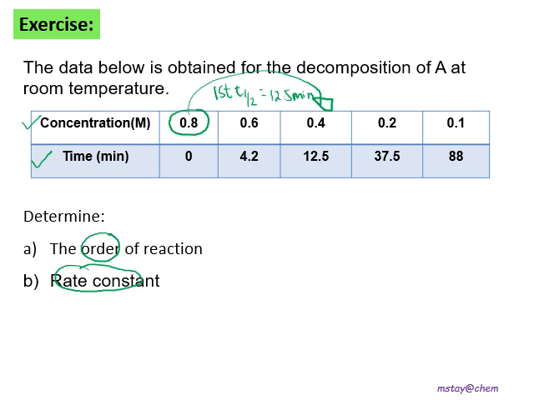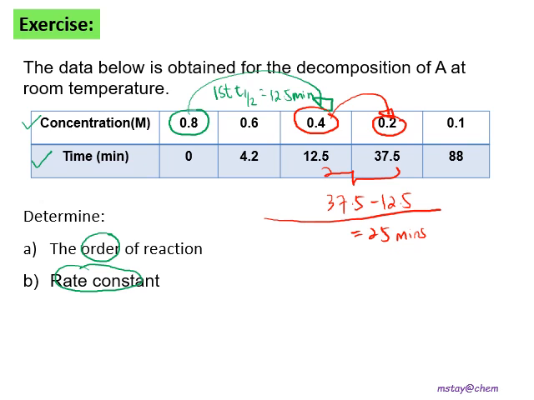Sometimes, if the question doesn't tell us to plot the graph, we can also roughly predict like this. So what about the second half-life? Now the concentration is 0.4. When the concentration becomes half, it is 0.2. From here, the time taken is 37.5 minus 12.5, which is 25 minutes. So this 25 minutes is the second half-life.